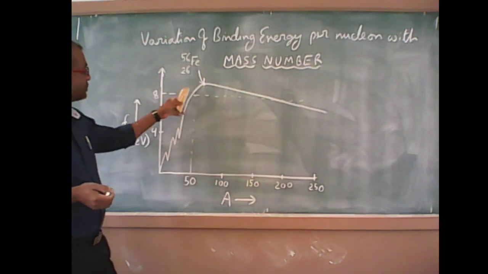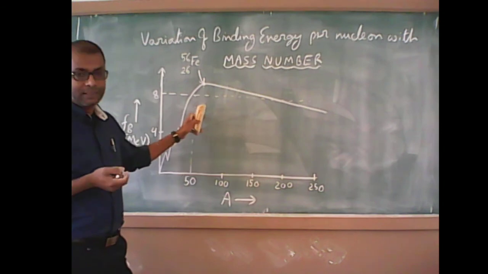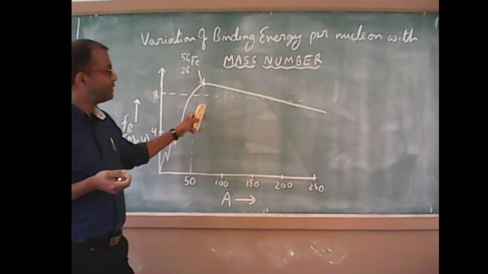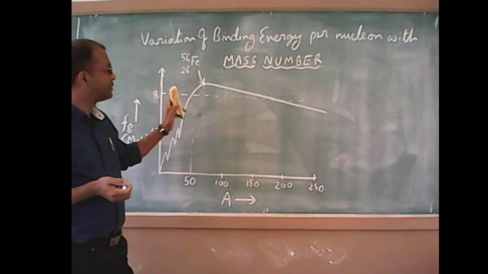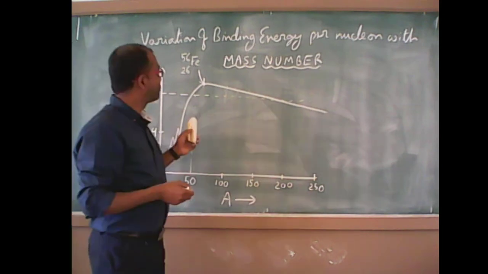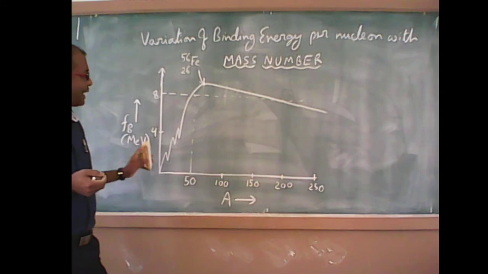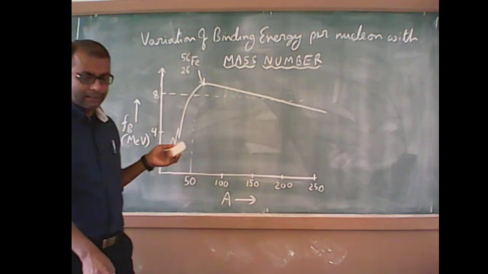So this shows the saturation property of nuclear forces, or the strong nuclear force. When we discuss nuclear forces, we'll talk more about it. Now, the characteristics of the variation of binding energy per nucleon. First important point to remember is that all the nuclei have a positive binding energy.